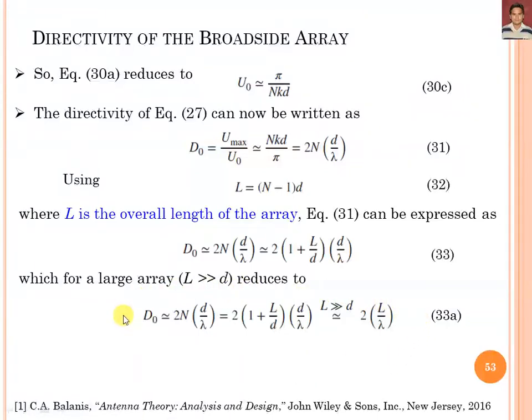If the length of the array is given, we can consider this expression. If the length of the array is not given, we can consider this approximation, which is equal to twice L by lambda. So this is the important analysis of the broadside array for calculating the directivity.